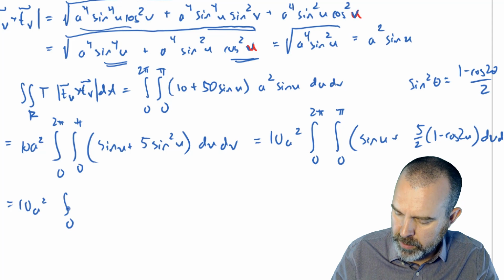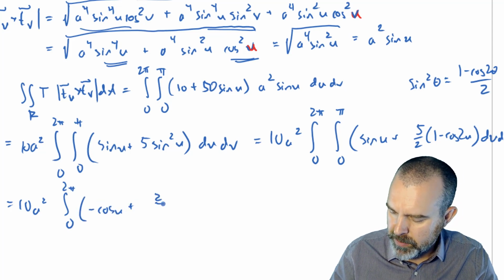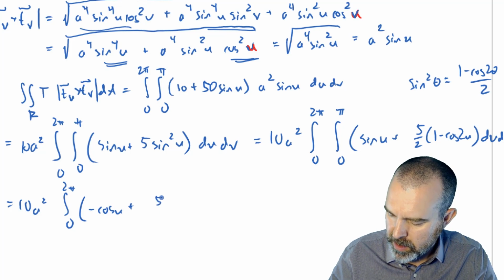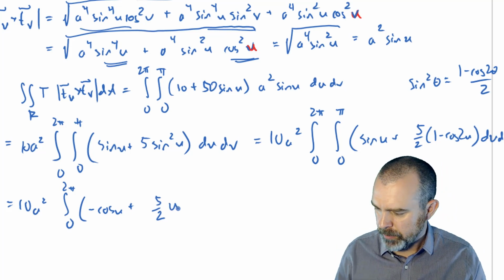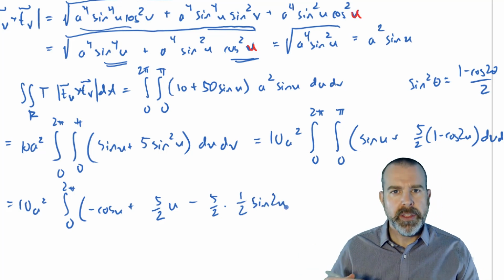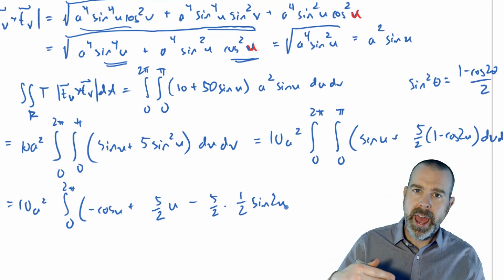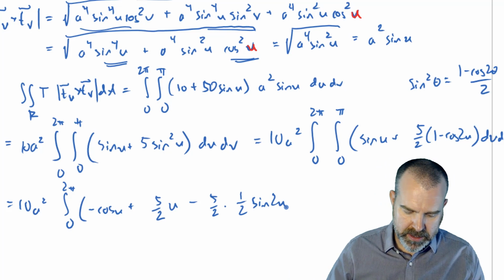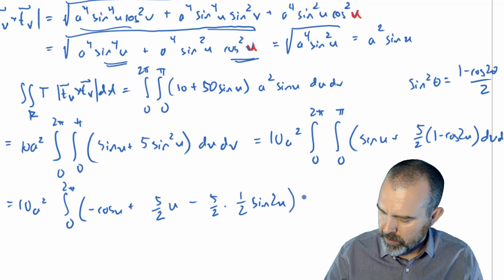10a squared, integral from 0 to 2 pi, and then we integrate, we'll get negative cosine u plus 5 halves. 5 halves integral of 1 will be u. And then we'll have 5 halves times, I guess, 1 half sine 2u, right? The derivative of sine 2u is cosine 2u times 2. So we need the 1 half there to counteract that. Okay, and this is all from 0 to pi and then dv.